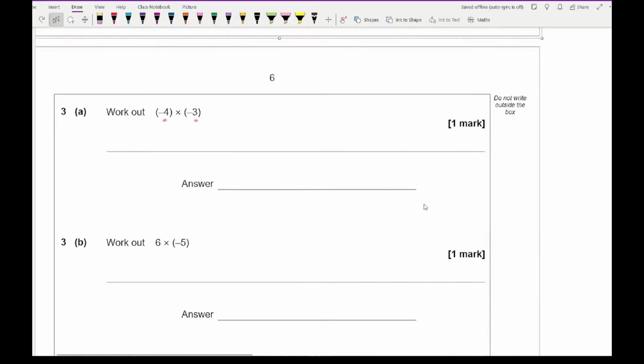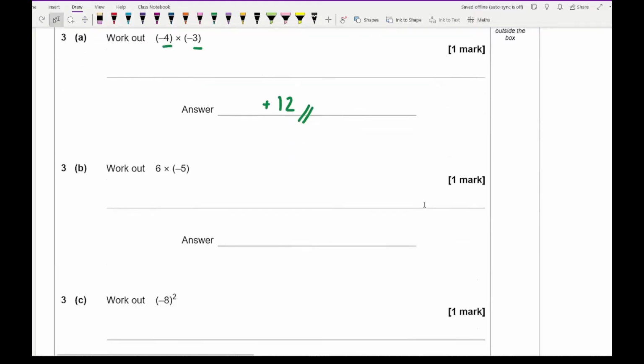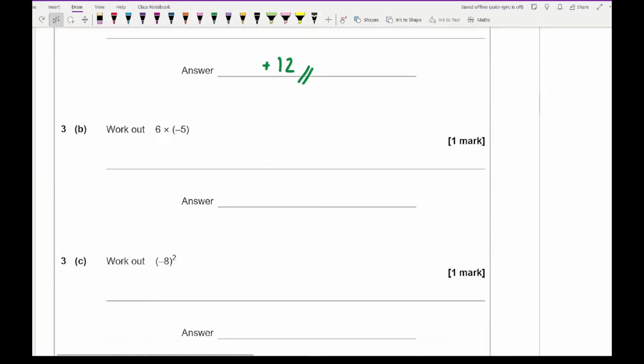Moving on to question 3A, it says work out minus 4 times minus 3. Well, 4 times 3 is 12. 2 negatives make a positive, so we've got positive 12. For 3B, it says work out 6 times negative 5. So 6 times 5 is 30. We've got one negative number, so it's going to be minus 30.